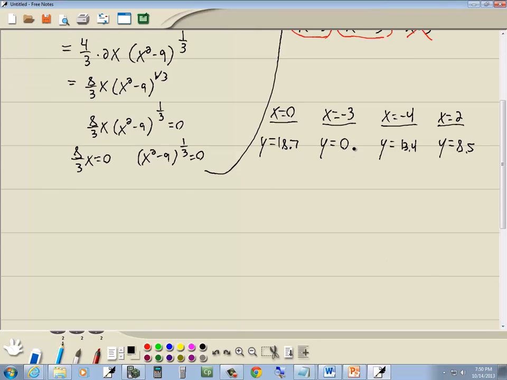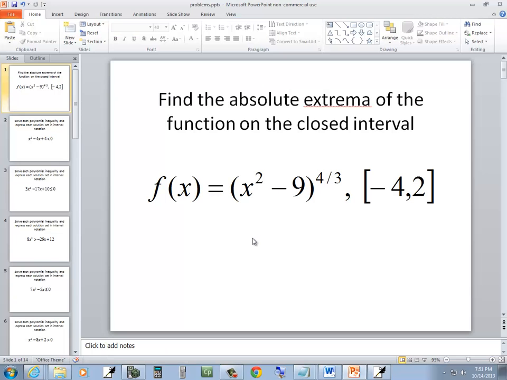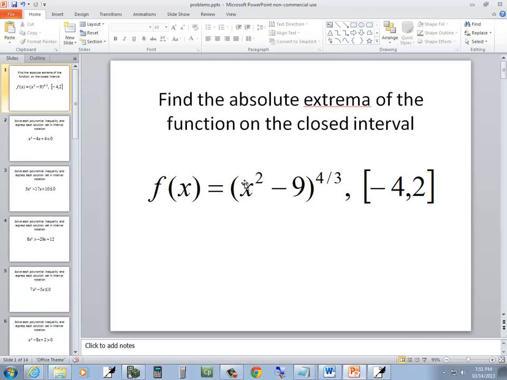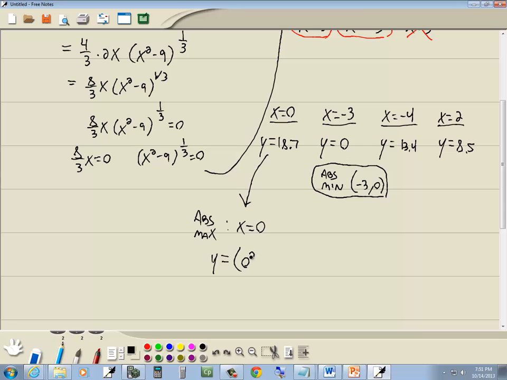Okay, our smallest y, which is the 0, is going to be the absolute min. So we're going to have an absolute min of -3, 0. Now that's an exact value, so we're happy with that answer. Our largest y value, which is the 18.7, that's going to be our absolute max. But that's an approximation. Let's actually plug in our x equals 0 into our original function and see what we get. Here's our original function, f of x is equal to this, so I'm going to put y in for the f of x is equal to, I'm putting 0 in for x, so I got 0 squared minus 9 to the 4/3 power.